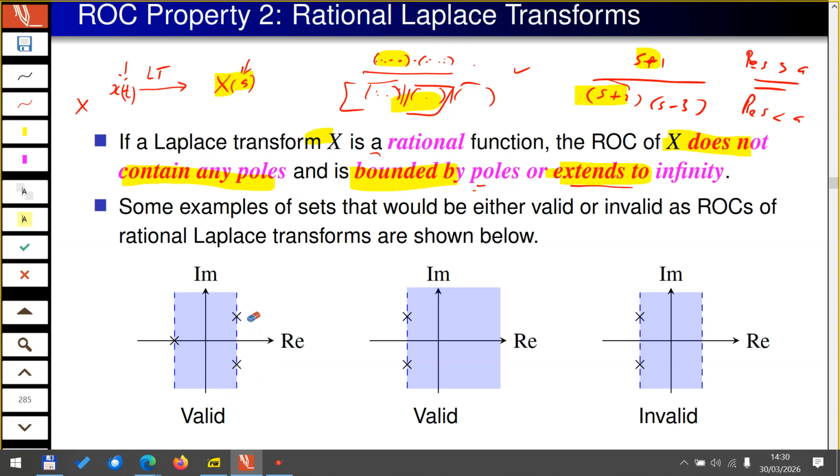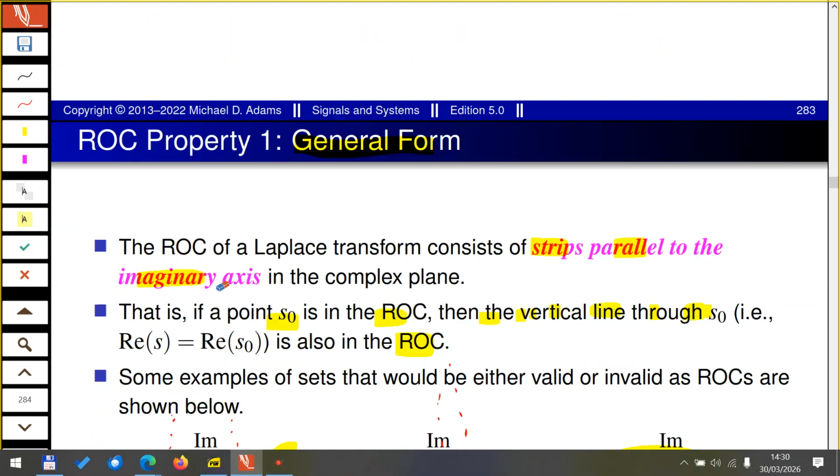What is the third thing which makes it valid? I want you to pick that thing from the previous slide. It doesn't depend on the magnitude, on the imaginary axis. Yeah, so it's a vertical strip, right? We saw that. It must be a vertical strip.